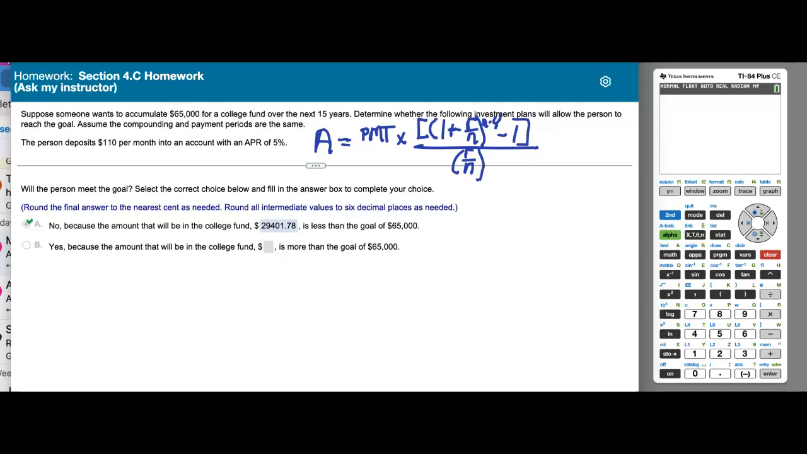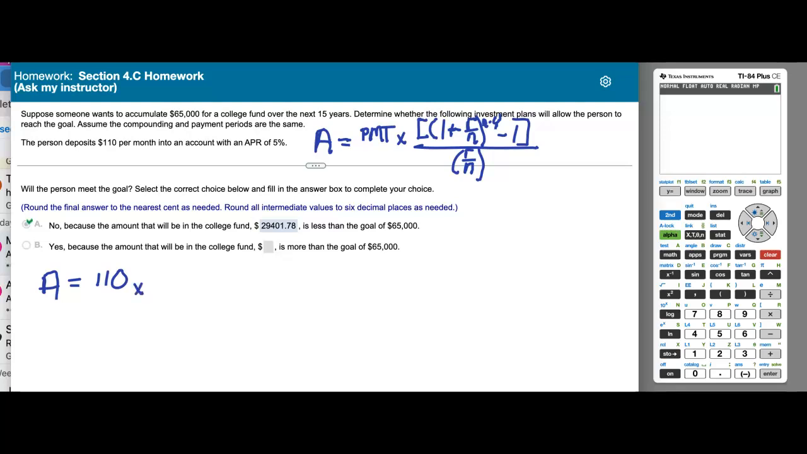We're going to use this formula because what we're looking for is the amount. In the previous problem, we used a different formula because we were looking for the payment. So it depends on what you're looking for in the problem as to which formula to use. Now, the rest of this is just a matter of substituting what we know. The monthly deposit, or the payment amount, is $110. We also know that the annual percentage rate is 5%, so we're going to plug that in.